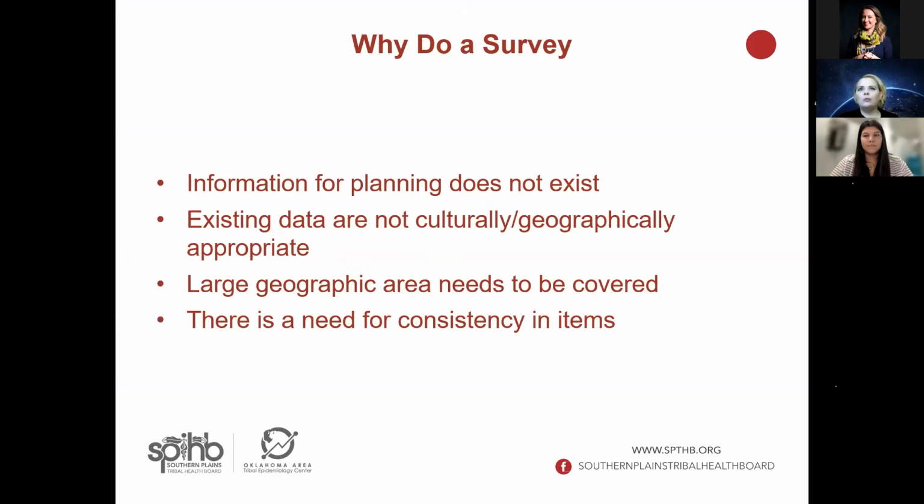Another local prevention survey, although it's based on the National Monitoring the Future, is the Oklahoma Prevention Needs Assessment Survey. And they do a separate American Indian report. So that's a really good survey. I highly recommend participation in that in our tribal Burfus, because the more people who participate, the better data that we have and the better data the communities have. Also, why do a survey? A large geographic area needs to be covered. And also there's need for consistency in items.